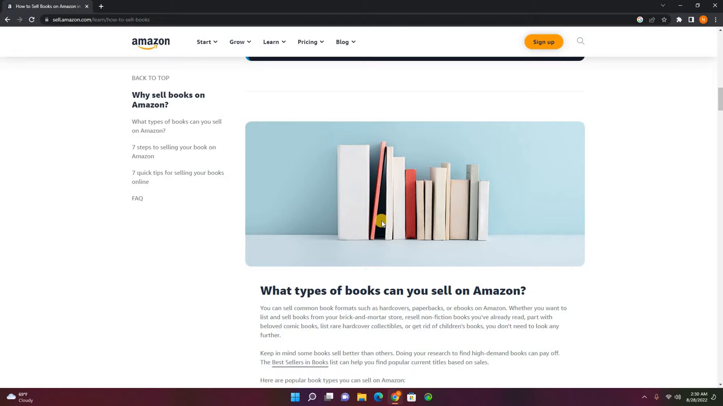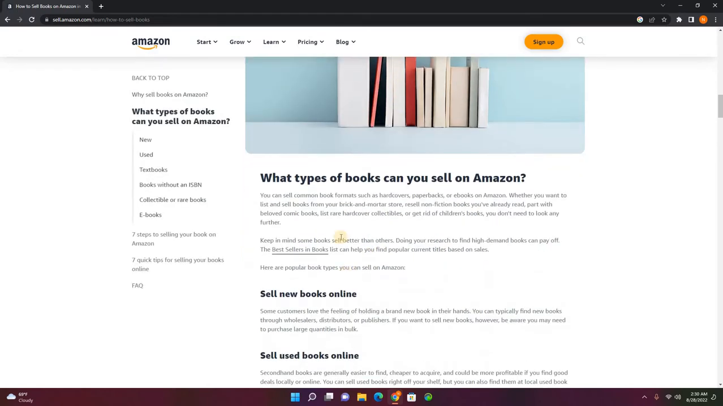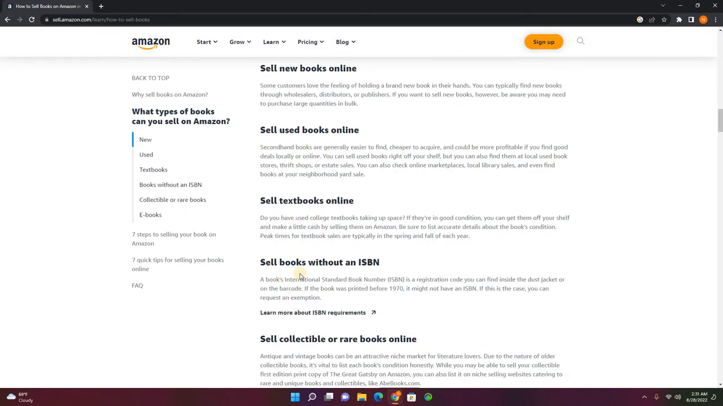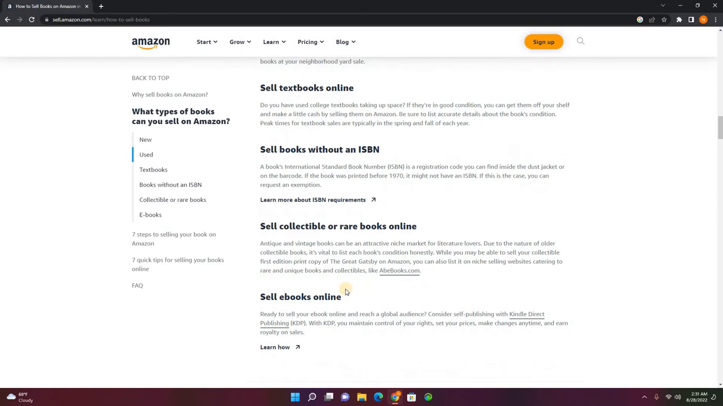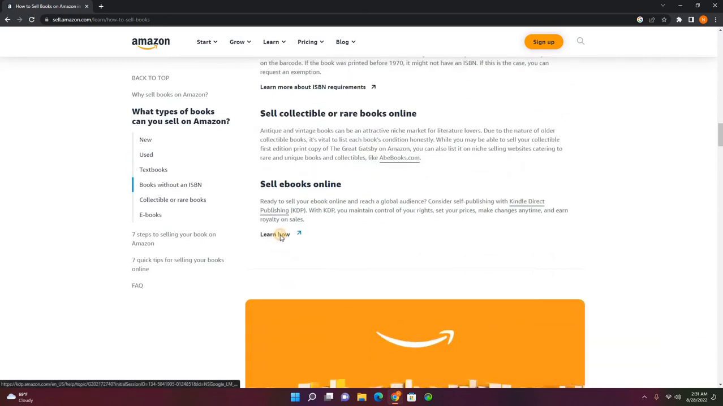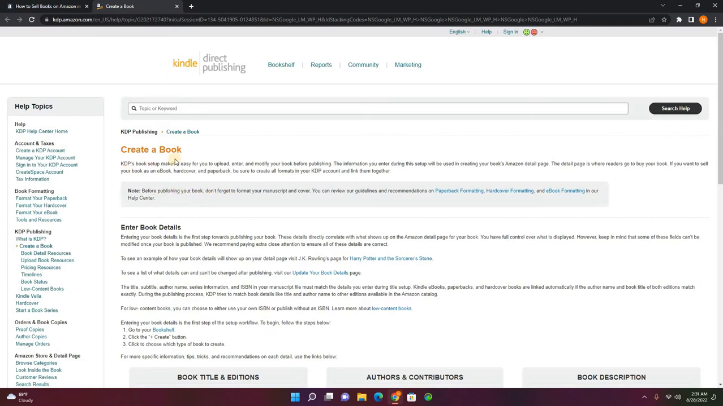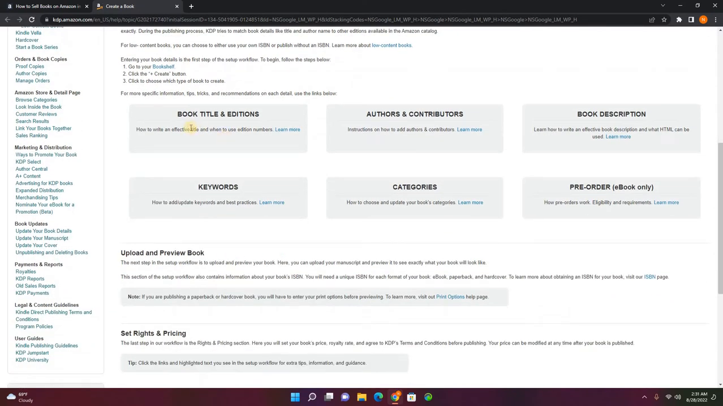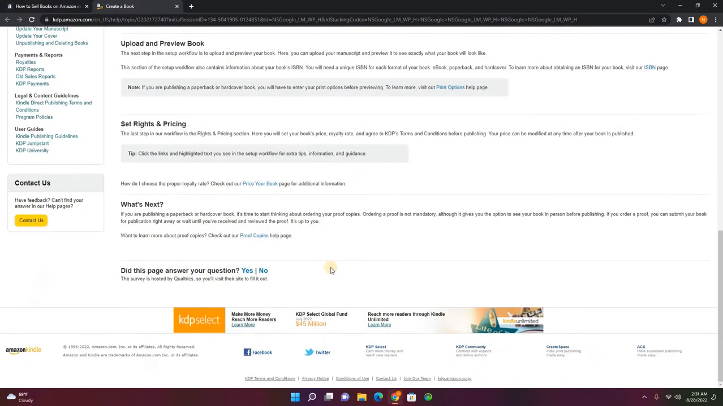So your store should look like this. You want to sell your book. What type of book? You can see here: sell new books, sell used books, sell textbooks, sell books without ISBN. So all kinds of information are here. If you want to learn more, just see here. Create a book, like an electrical book. If you want to sell it, you can sell it. There are all kinds of definitions here, so which one you want, you can choose. It's up to you guys. Keyword, book title, author. All kinds of information are here, and if you want to take more information from here, you can.